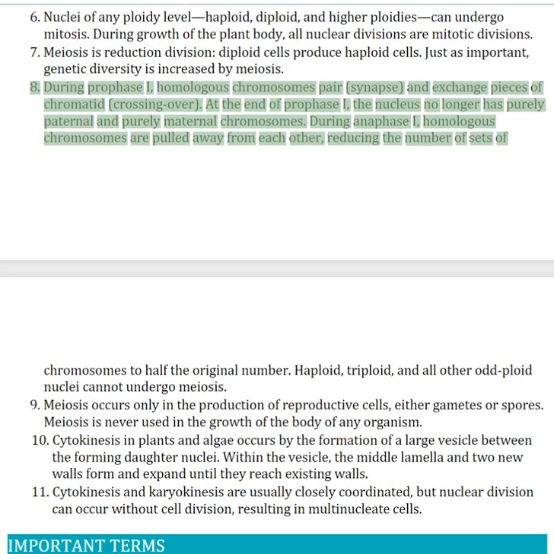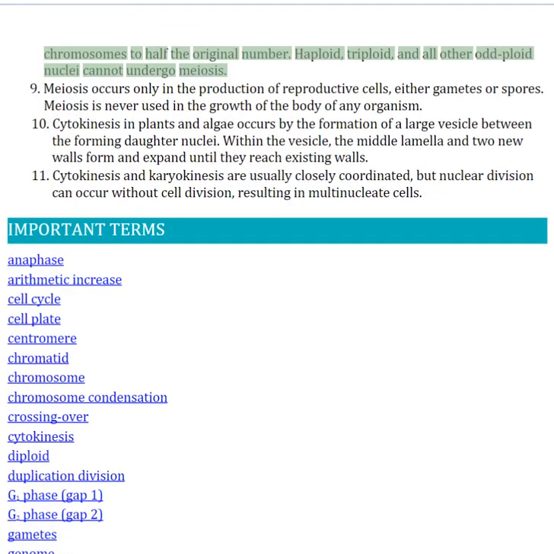8. During prophase I, homologous chromosomes pair and exchange pieces of chromatid. At the end of prophase I, the nucleus no longer has purely paternal and purely maternal chromosomes. During anaphase I, homologous chromosomes are pulled away from each other, reducing the number of sets of chromosomes to half the original number. Haploid, triploid, and all other odd-ploid nuclei cannot undergo meiosis.